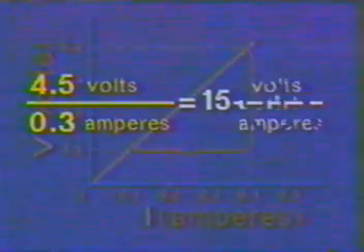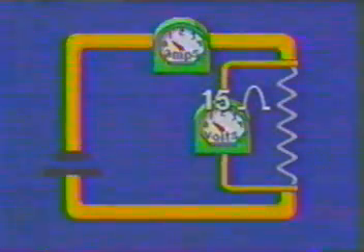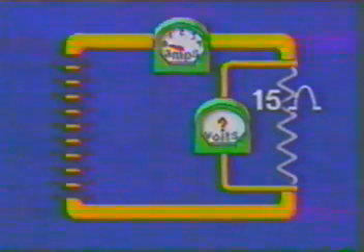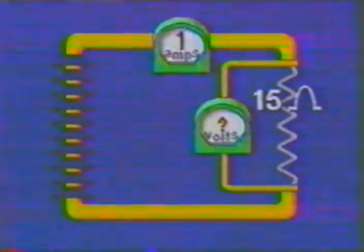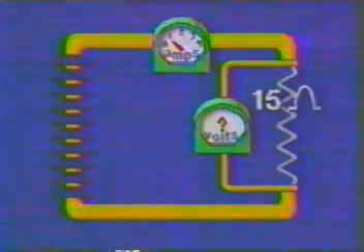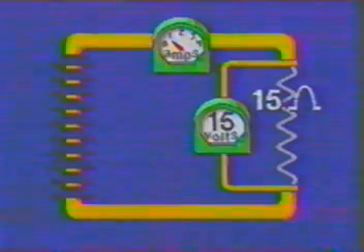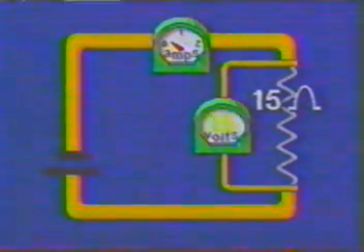A volt per ampere is called an ohm, often shown like this. So our heating element is a 15 ohm resistor. The resistance of a resistor is a special characteristic that doesn't change when it's placed in another circuit. To get a current of 1 ampere to flow through a 15 ohm resistor will take a potential difference of 15 volts. In a circuit with a potential difference of only 1.5 volts, the current will be 0.1 amperes.